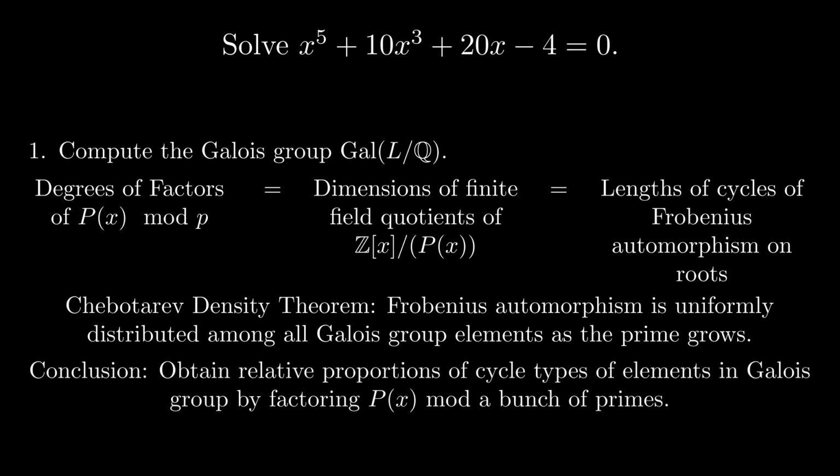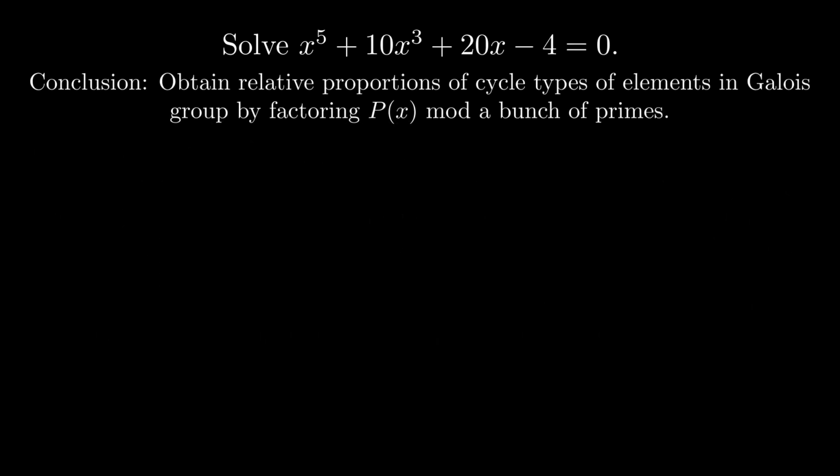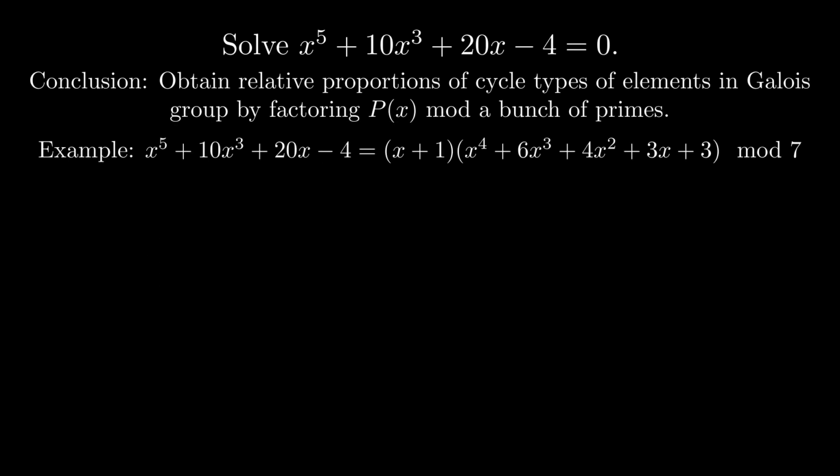So what we'll do is factor p of x mod a lot of primes, and use the relative densities of the factor degrees to tell us what the Galois group has to be. We'll do a few examples, starting with 7. P of x factors as this mod 7, and both factors are irreducible, so the Frobenius element for 7 cycles 4 of the 5 roots.